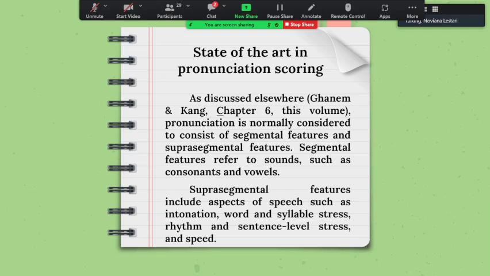We move to the next slide. State of the art in pronunciation scoring. As discussed elsewhere, pronunciation is normally considered to consist of segmental features and suprasegmental features. Segmental features refer to sounds such as consonants and vowels. Suprasegmental features include aspects of speech such as intonation, word and syllable stress, rhythm, and sentence level stress, and scope. Next.